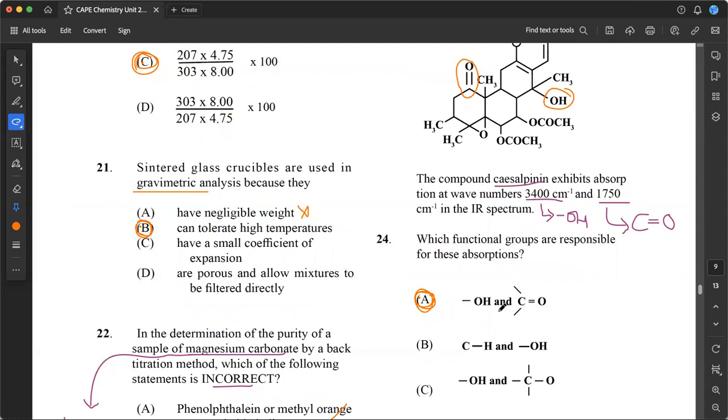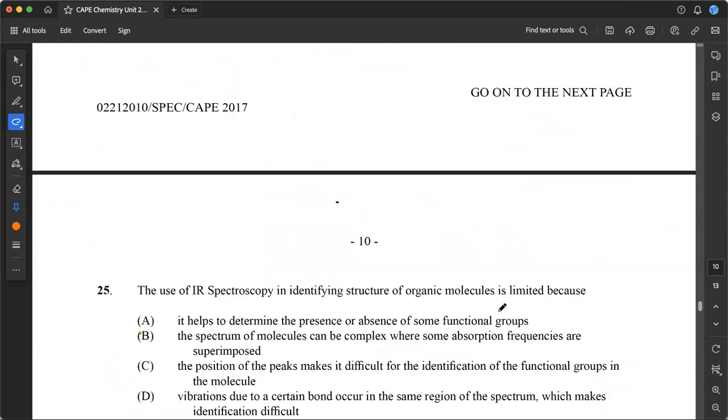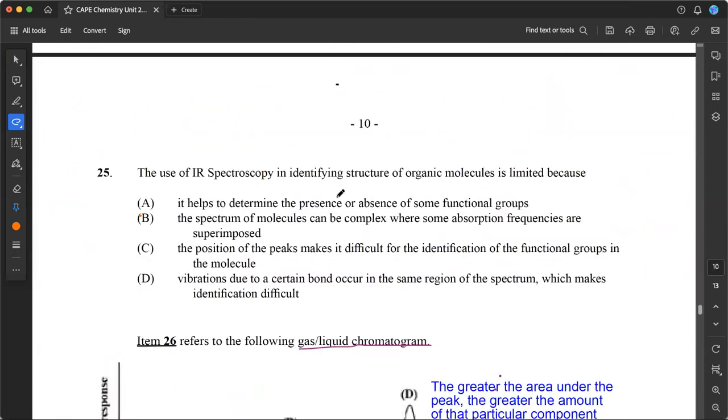So the answer for 24 is A. So moving along now, question 25 says the use of IR spectroscopy in identifying structures of organic molecules is limited because, like, why would it be limited? What are some limitations of infrared spectroscopy?